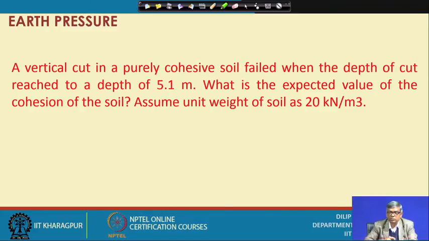based on whatever knowledge we have. Using that, you have to estimate the probable value of cohesion of the soil. And it is pure cohesive is mentioned, means phi is absent. So, that is what we have to do here. So, let me see this problem.